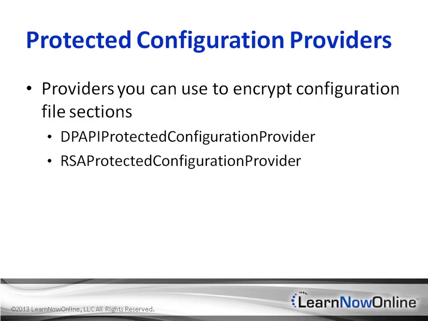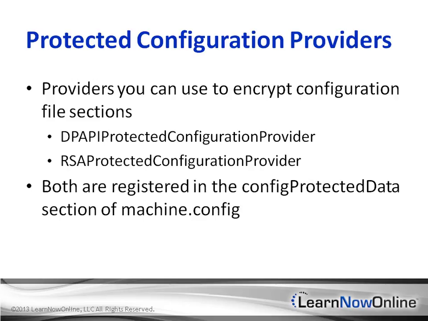The second provider is the RSA Protected Configuration Provider. It uses the RSA Crypto Service Provider, which is a feature of the .NET Framework, in order to encrypt and decrypt configuration settings. It uses RSA public key encryption, which is required for encrypting and decrypting configuration files that will be used on multiple computers. So this is the provider to use if you're going to need to move your web application to another machine. And both of these providers are registered in the configProtectedData section of the machine.config file.